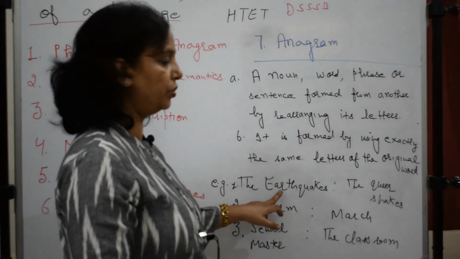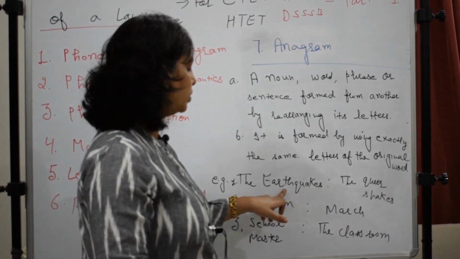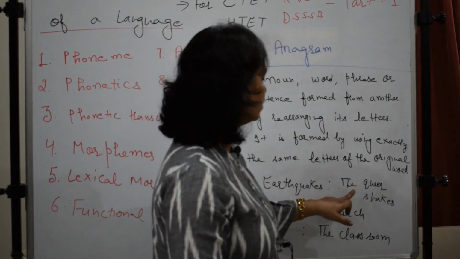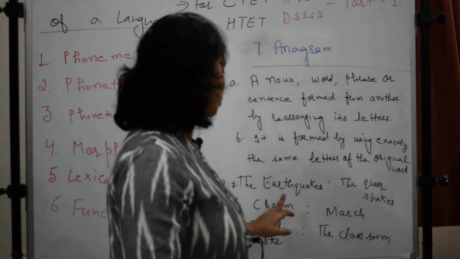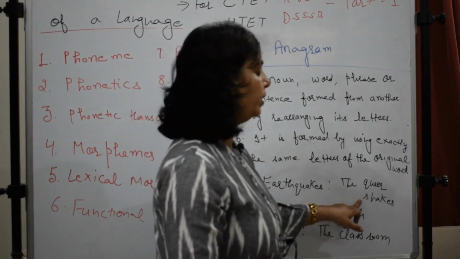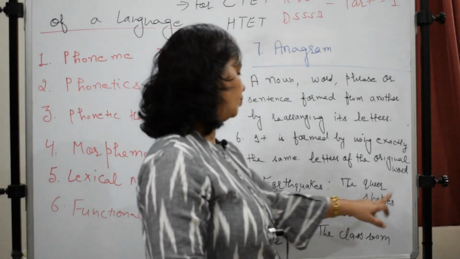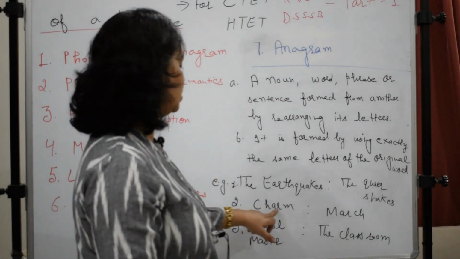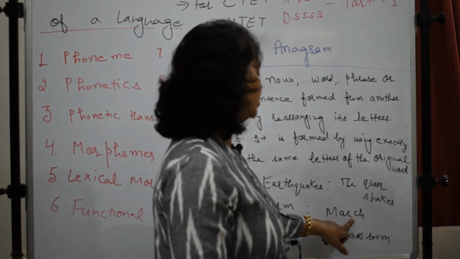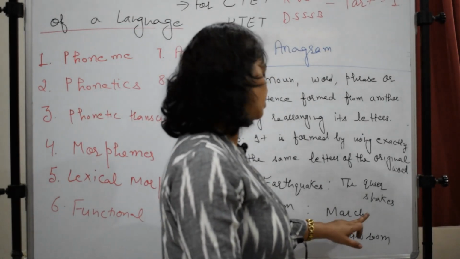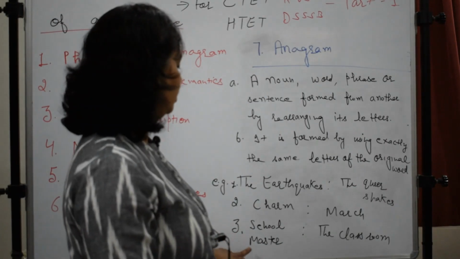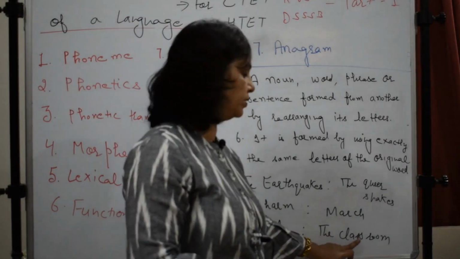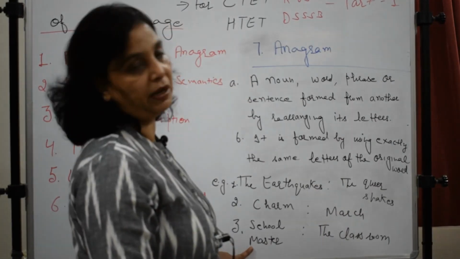The first word is earthquakes. If we rearrange the letters of these words, it becomes an anagram. The anagram of it is queer shakes. We have used the same alphabets but in different positions to make another word. The second word is charm. If we rearrange these letters, it becomes march. So we formed another word from it. It becomes the anagram of charm. School master, and if we rearrange these letters, it becomes classroom. So it is the anagram of school master.